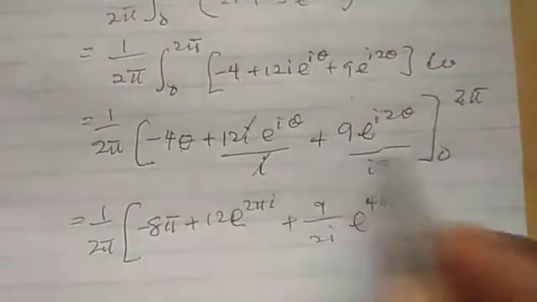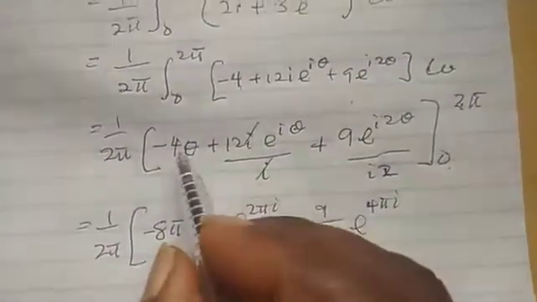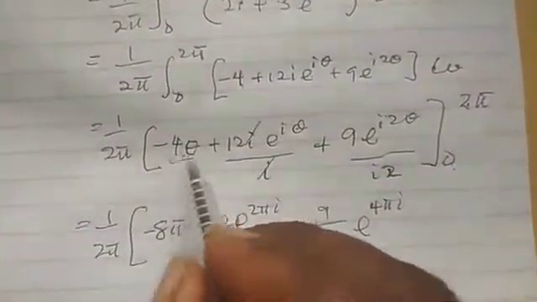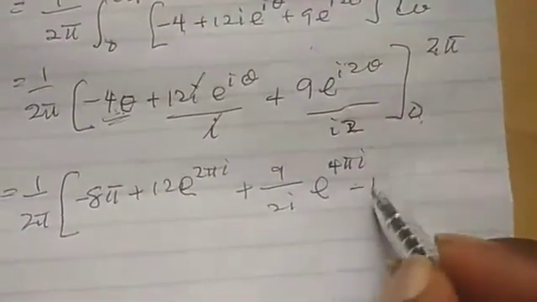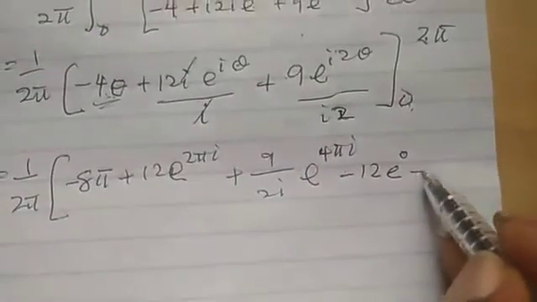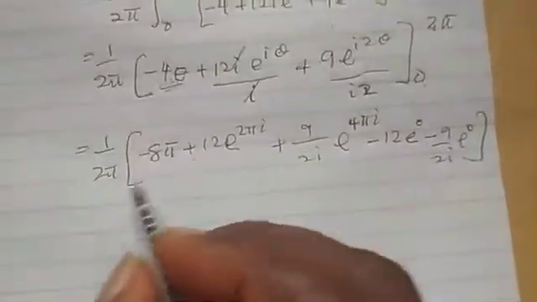Now, we subtract. As usual in integration, we subtract. When we put theta to be 0, this is gone. When we put theta to be 0, we have minus 12 exponential 0. When we put theta to be 0, we have minus 9 over 2i exponential 0. We know that exponential 0 is 1, so let us not stress ourselves.